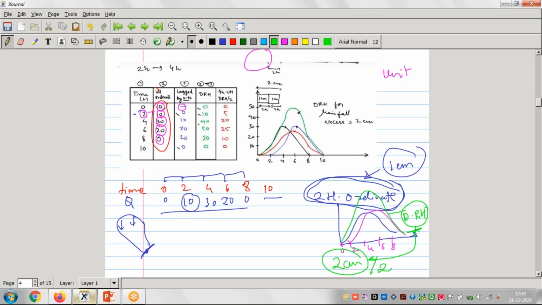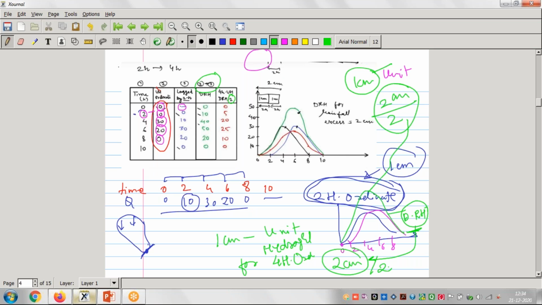If we want the unit hydrograph, we divide this ordinate by 2, then we get 1 centimeter, that is the unit hydrograph for 4 hour ordinate. Is this okay? That's why once column 2 and column 3 are added, it is divided by 2. Why divided by 2? Because this hydrograph is because of 2 centimeter rainfall, but when we divide by 2 it becomes 1 centimeter, and we get the unit hydrograph for 4 hour duration, with rainfall of only 1 centimeter.